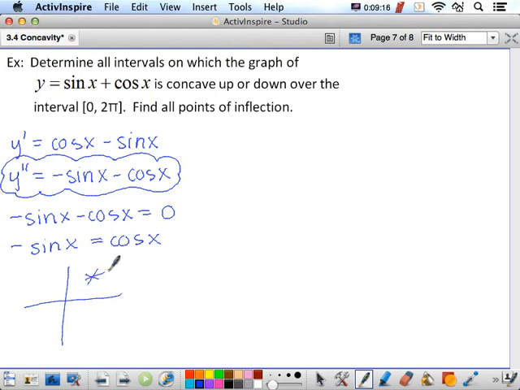In quadrant 2, sine is positive and cosine is negative. So this would be true, right? Yes. Negative square root 2 over 2 would equal square root 2 over 2. So what point is that? 3 pi over 4. Okay, so there's one of our numbers.